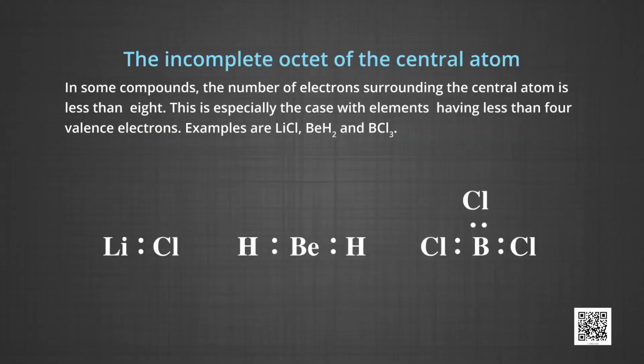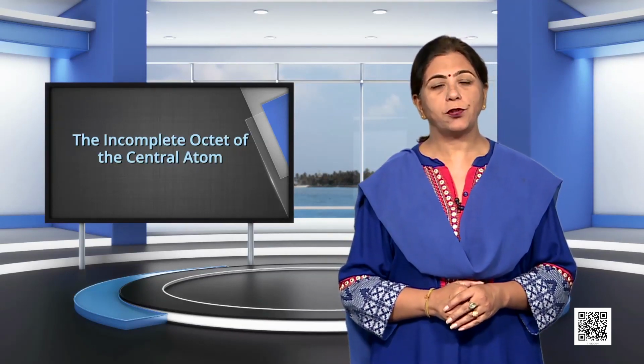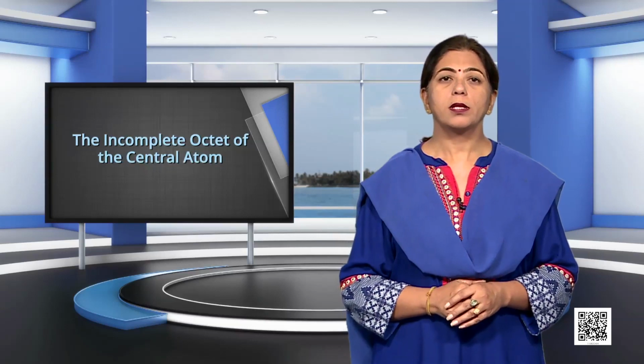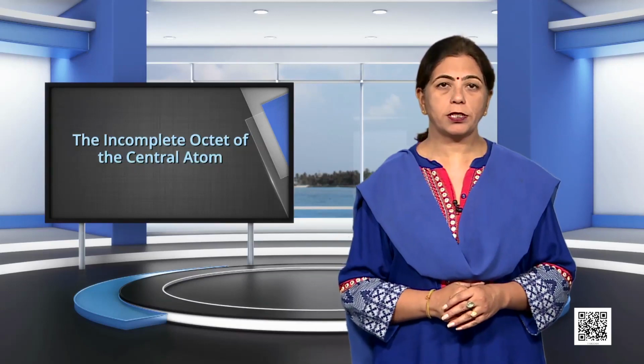The incomplete octet of the central atoms. In some compounds, the number of electrons surrounding the central atom is less than 8. This is especially the case of the elements having less than 4 valence electrons. Examples are lithium chloride, beryllium hydride and boron chloride. Lithium, beryllium and boron have 1, 2 and 3 valence electrons only. Some other such compounds are aluminium chloride and boron trifluoride.